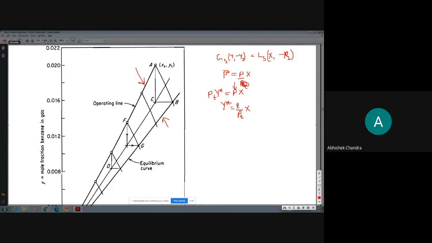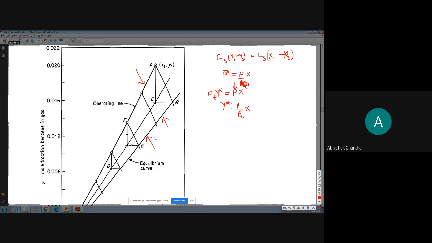Because the vapor pressure you can find out from the Cox chart for a given temperature and pressure. The total pressure is given in the problem, that this much total pressure is given, 1 atmosphere or above atmospheric, whatever it is. So you can find this out, then put different values of x and get y, so you will get the equilibrium curve. This is now known.